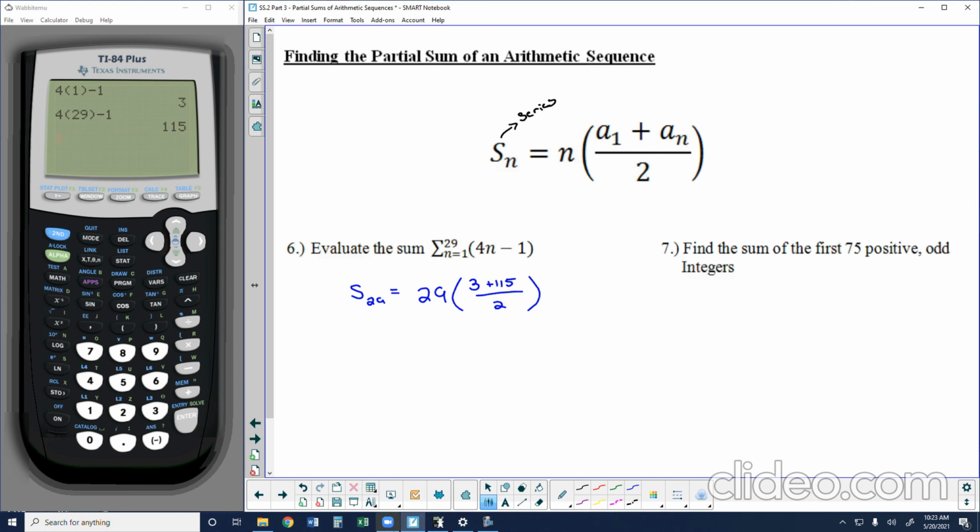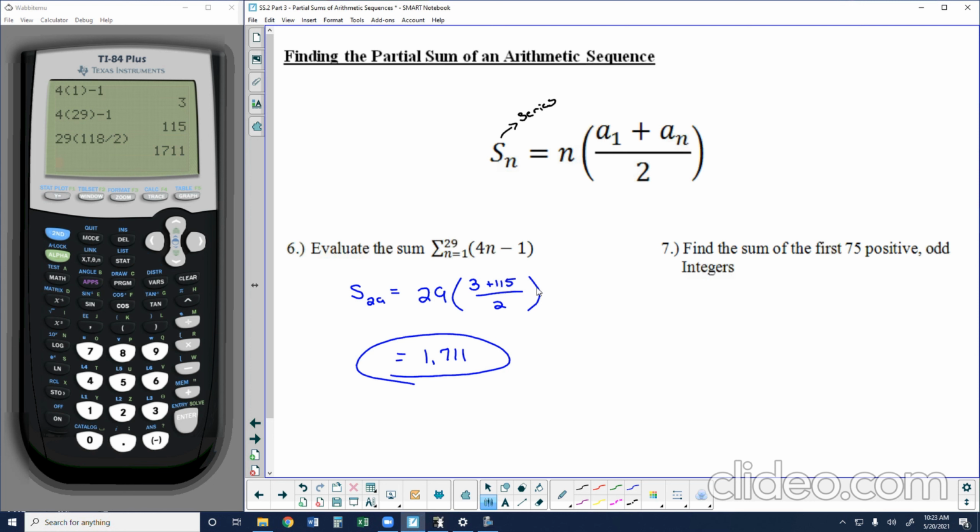And then we can evaluate this expression. So 29 times 3 plus 115, which is 118, over 2 would give us the series. So the series would be 1,711. If we add together the first 29 terms of the arithmetic sequence 4n minus 1, it'd be 1,711.